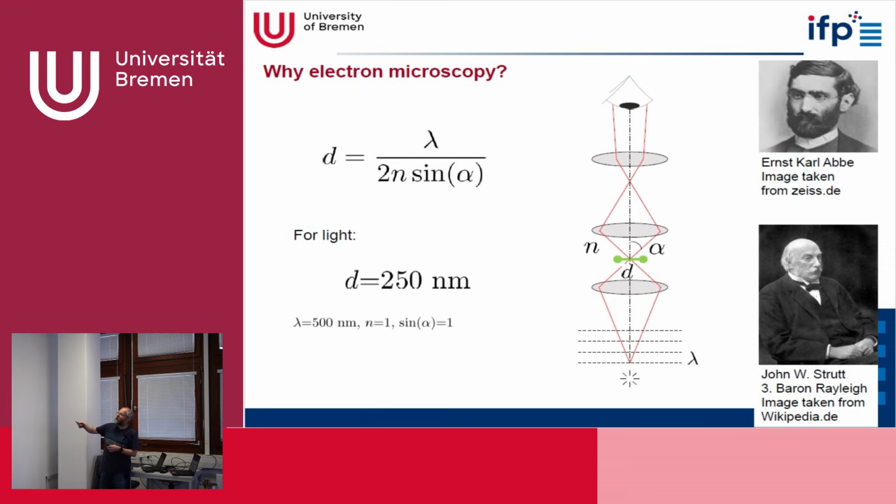For example, if we consider two objects that are a distance d apart, then Ernst Abbe and John Strutt Rayleigh found an equation that relates this distance to the wavelength, the refractive index of the material around the object, and the angle alpha with which the light is collected. For light with a typical wavelength of 500 nanometer, we get a resolution of 250 nanometer.